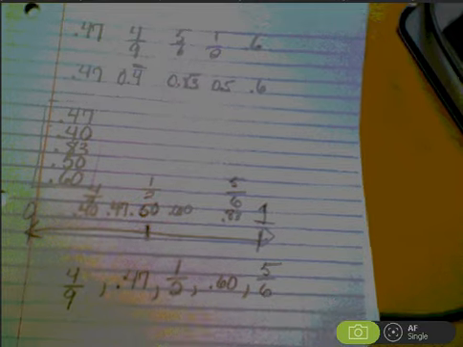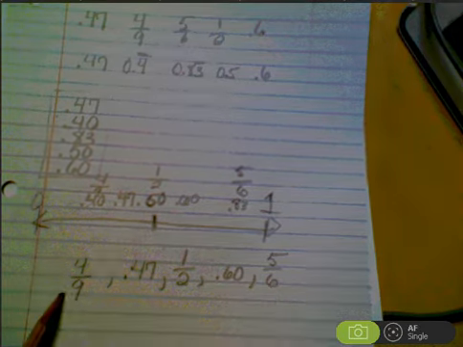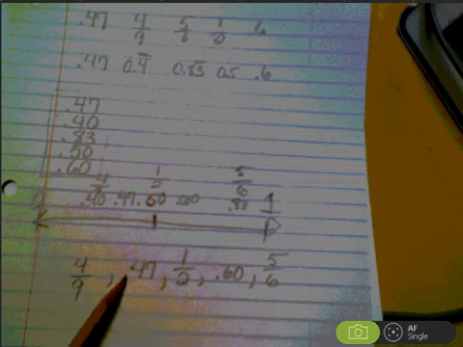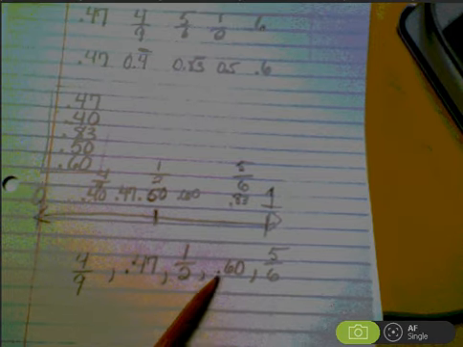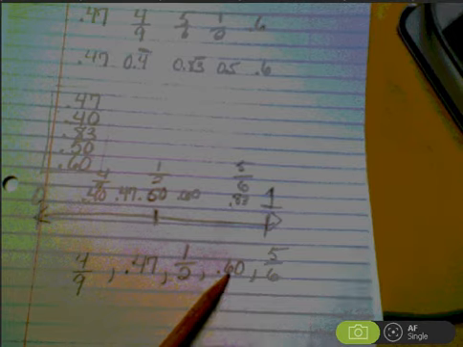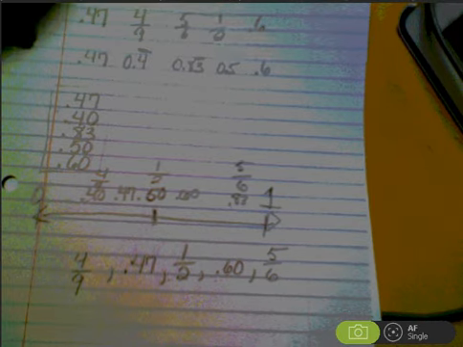So I'm going to lift up my camera a little bit so you can see the bigger picture here of what we just did. Okay, so that's our answer. Our answer is 4/9, 47/100, 1/2, 6/10 or 60/100, it's the same thing, and 5/6. All right. We will do the next one very quickly, just so you can see it done one more time.